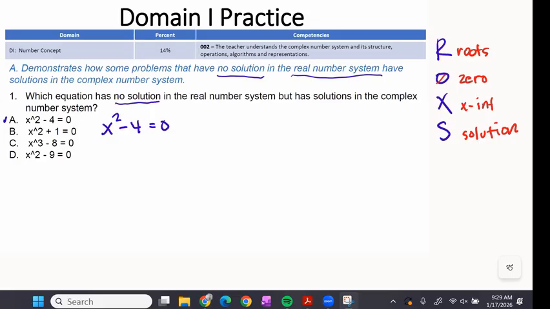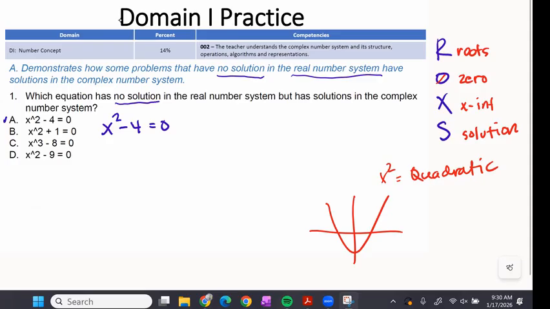Let's say this is x squared. X squared is like quadratic. It means your graph has 2 x-intercepts. We call these the roots. What's roots? Roots, zero, x-intercept, and solution. So you have 2. Why do you have 2? Because you have a square. Okay, that's why you have 2. Are you getting that? Yes.